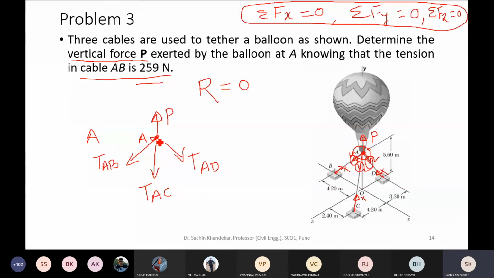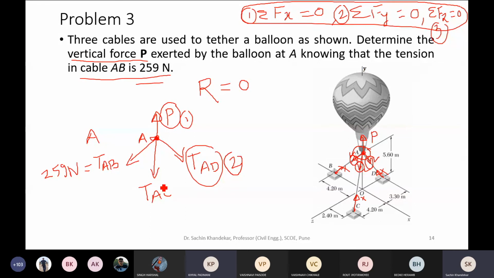Is it clear? And for a concurrent force system in space, how many equations are available? One, summation Fx is equal to 0 as equation 1. Then the second equation is summation Fy is equal to 0. And the third equation is summation Fz is equal to 0. So here already the tension in cable AB is given, which is 259 Newton. Correct? So in all, how many unknowns are there?